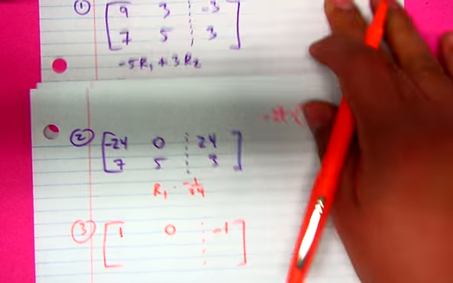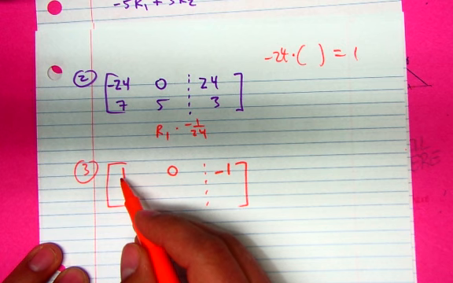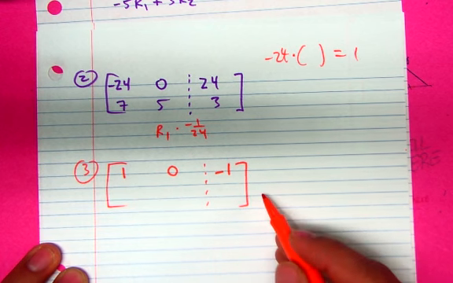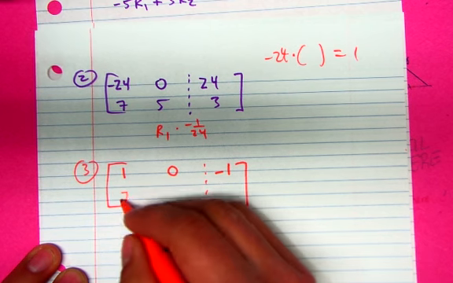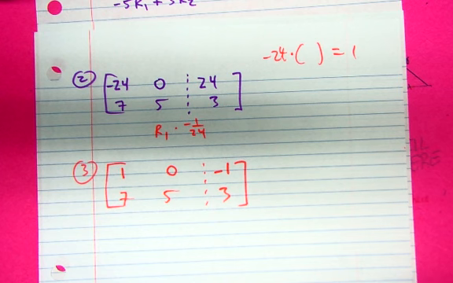So what did we just figure out? Which tells us which variable? X. So we know now that x is negative 1. Okay? Now let's work on row 2. Yes? Where'd you get the 7, 5, and 3? That's the second equation.